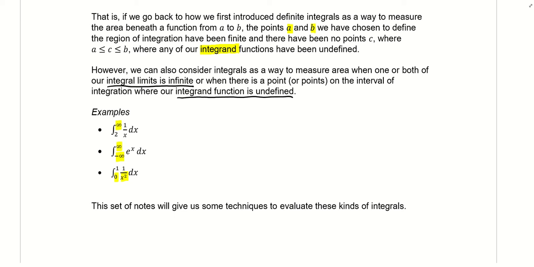So what we're going to see in this set of notes are things like this, where either we're dealing with one or more infinite limits of integration, or we're dealing with an integrand that is undefined at a point or points on our region of integration.